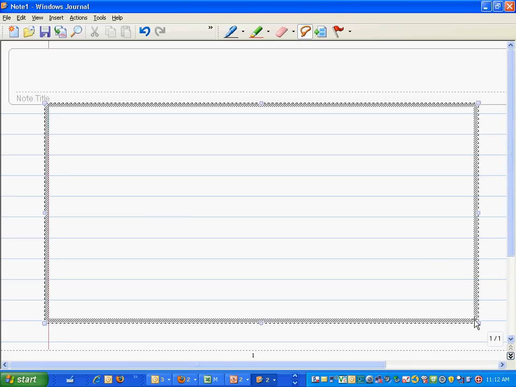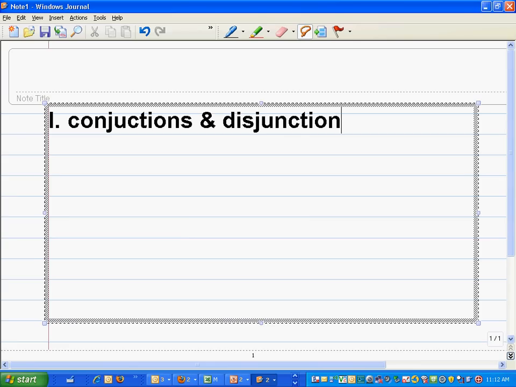So, what are we doing today? The first thing we're doing, write this down, is something called conjunctions and disjunctions. I don't care where you write it. You have huge margins on those papers. Put it on the front, top margin or bottom margin. Conjunction and disjunction.